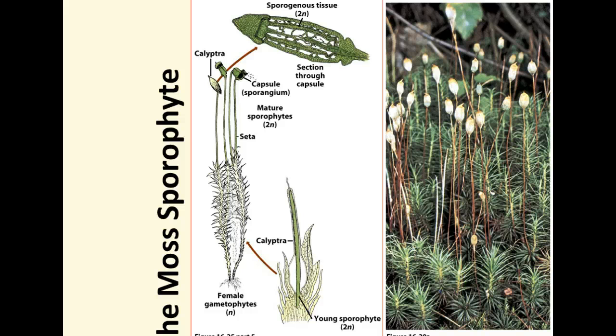Okay, so here you have the moss sporophyte, and we have the capsule at the very top. The capsule is going to have those spores in it. It has a calyptra, which is actually a top covering. In order for the capsule to release the spores, the calyptra has to come off, essentially.